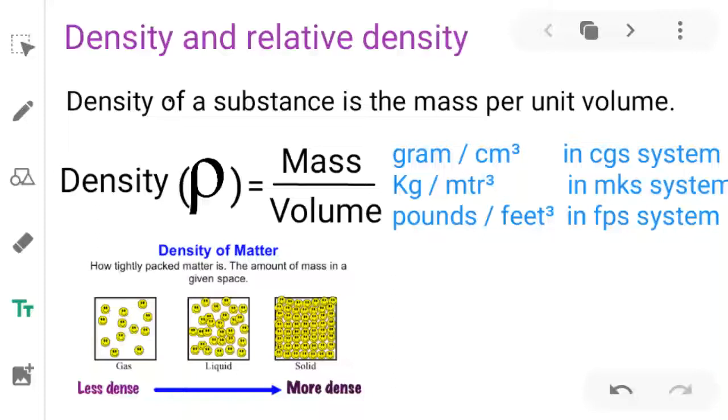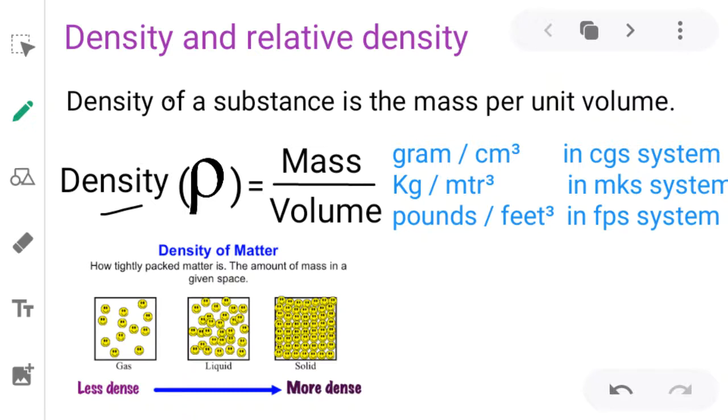So let's take density first. Density of a substance is the mass per unit volume. Mass, how much matter is contained in a body, is called mass. That mass per unit volume gives you the density of a substance. So density is given by the formula density equals mass by volume.